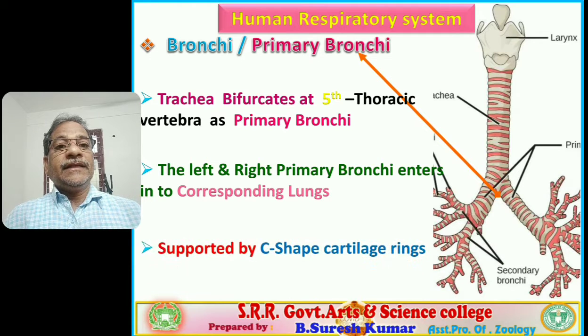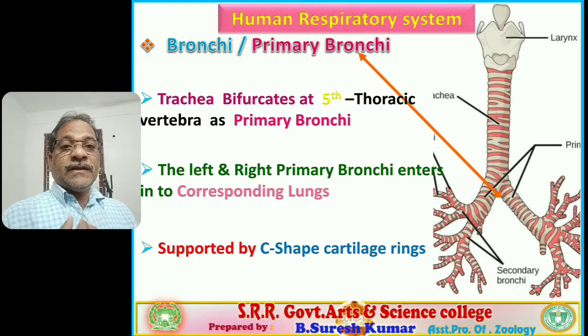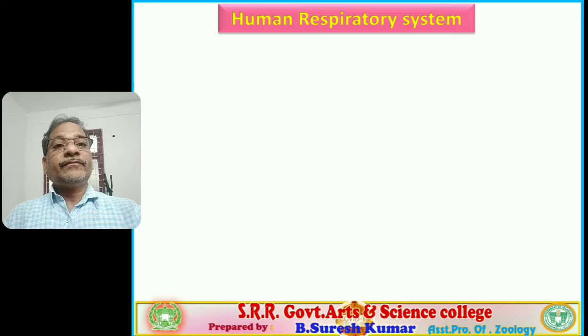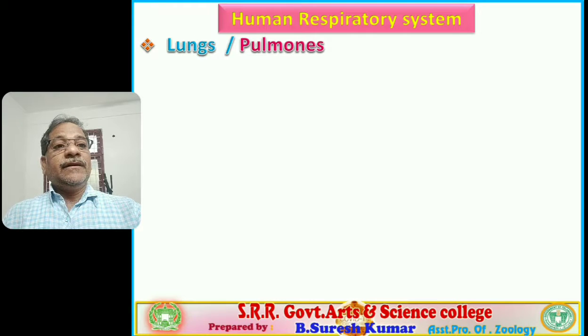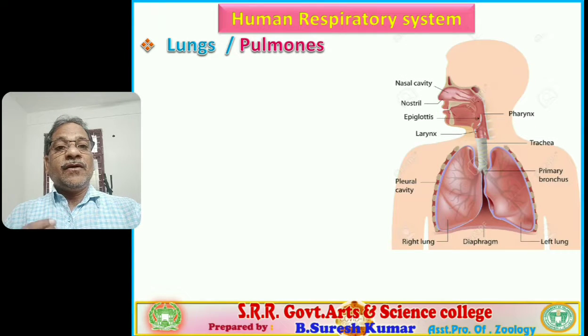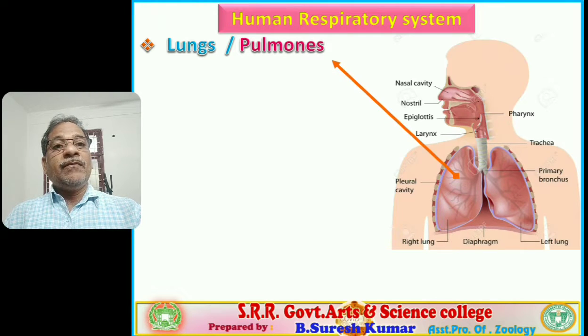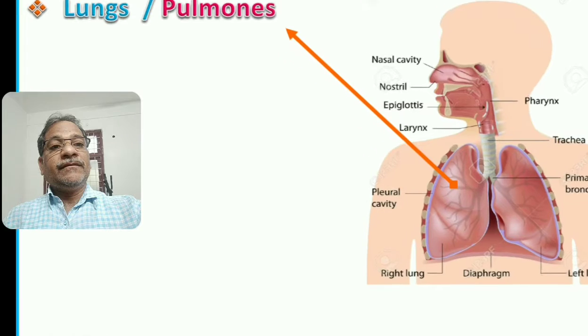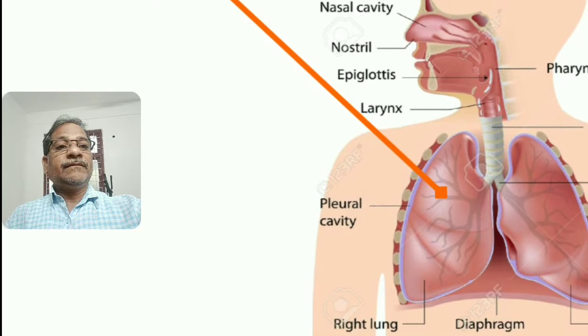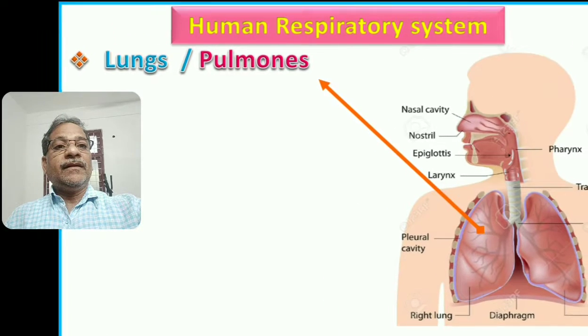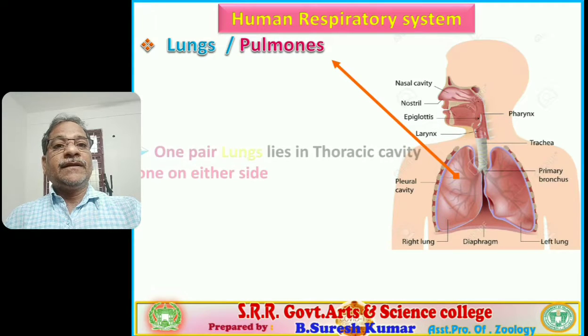Followed? Right. Next, all these primary bronchi are supported by C-shaped cartilaginous rings like the trachea. Next, they enter the lungs. Now we will discuss the lungs. The lungs are also called pulmons. You remember the further name, also called pulmons. You observe, these are our lungs. They are also called pulmons.